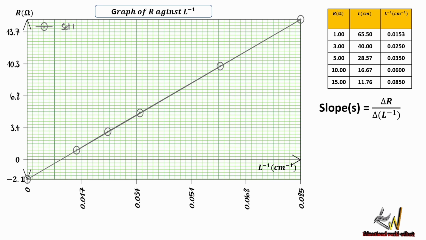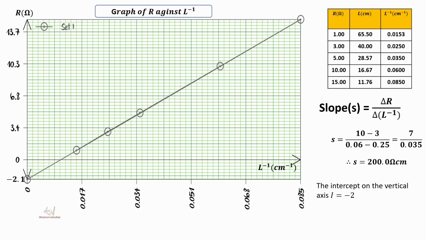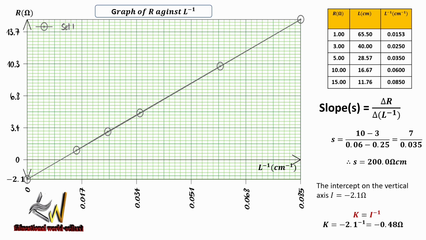Now we are taking 2 points here. We are taking the points 10 and 3, and also the corresponding values on the horizontal axis, which are 0.06 and 0.025. So solving for the slope, we now have that the slope is equal to 200 ohm per cm. So the intercept on the vertical axis I is equal to minus 2.1 ohm. That is where the graph cuts the vertical axis. And evaluating for the inverse of the intercept, we now have it as minus 0.48 per ohm.